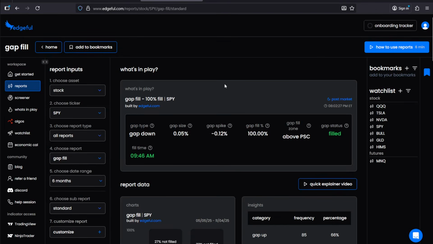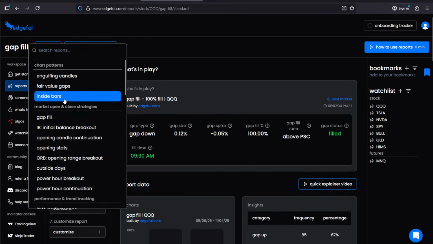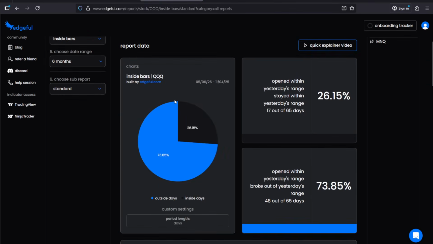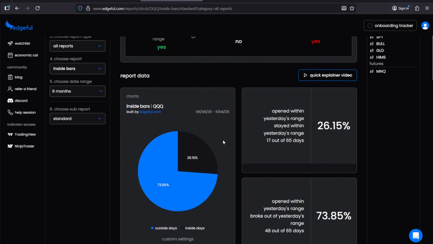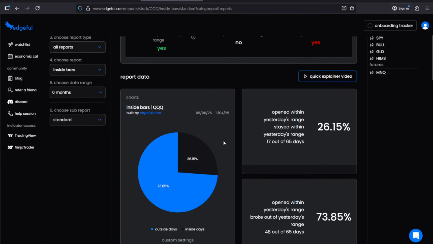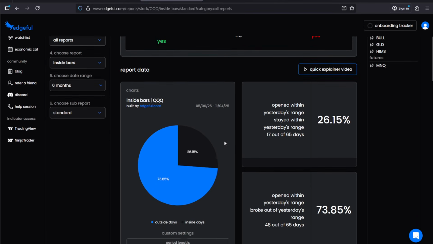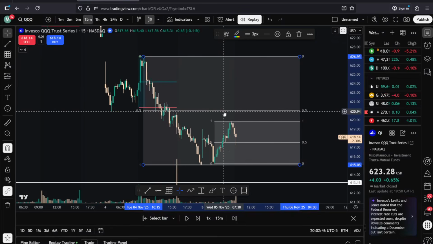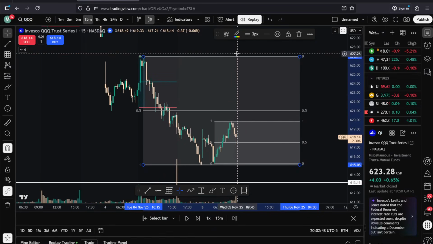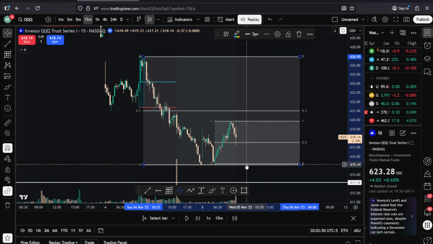Going over to Edgeful, because they have a report for inside bars, pull up QQQ, go to the inside bar report, and note that we have a 74% chance of breaking out of the previous day's range. We only have a 26% chance of staying within that range. Knowing the stat, I'm automatically targeting either the upside or the downside for the day.